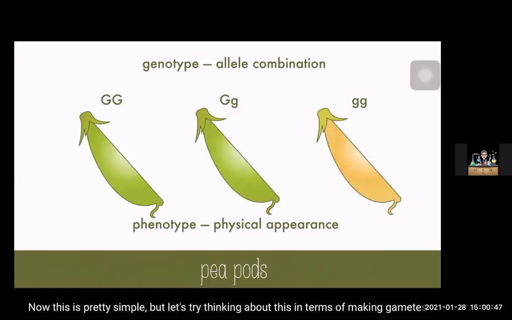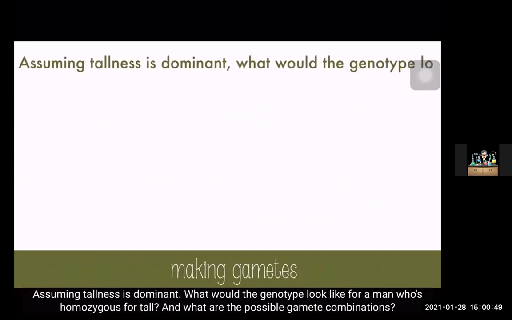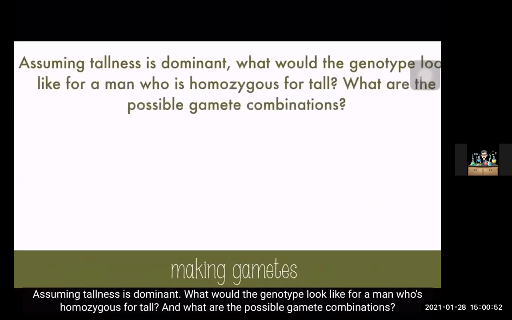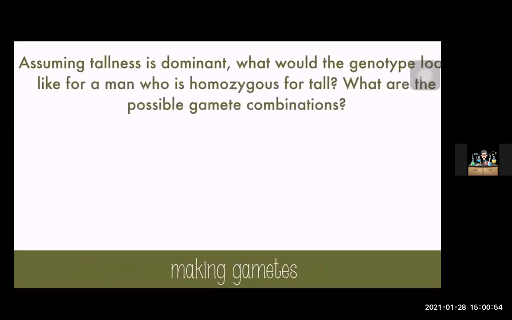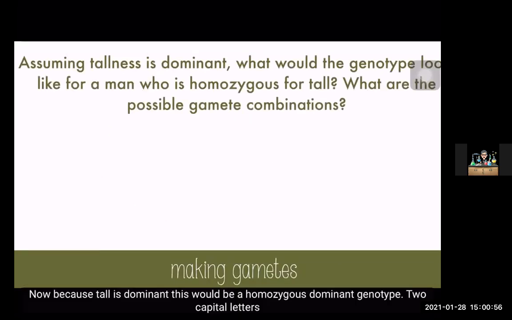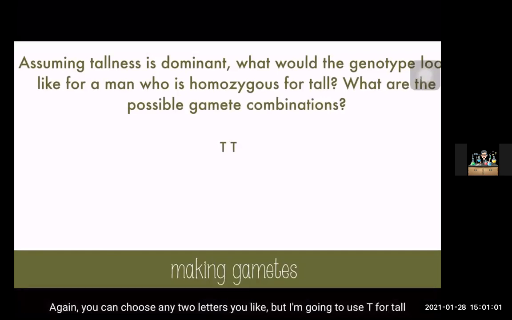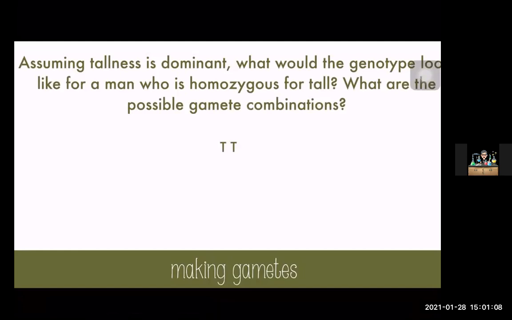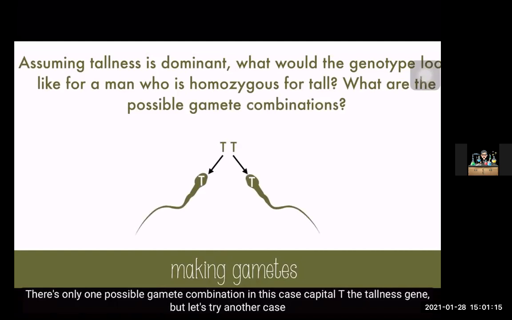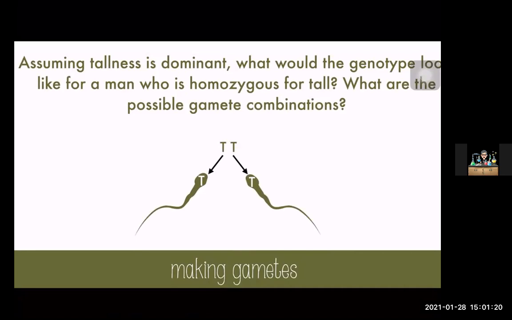Now this is pretty simple, but let's try thinking about this in terms of making gametes. Assuming tallness is dominant, what would the genotype look like for a man who's homozygous for tall? And what are the possible gamete combinations? Now, because tall is dominant, this would be a homozygous dominant genotype, 2 capital letters. Again, you can choose any 2 letters you like, but I'm going to use T for tall. When gametes form, only half of the DNA is in each cell, so only one allele can go to each of the sperm that are formed. There's only one possible gamete combination in this case, capital T, the tallness gene.